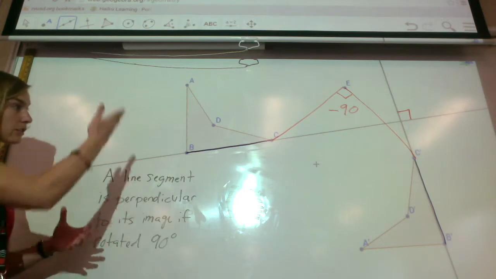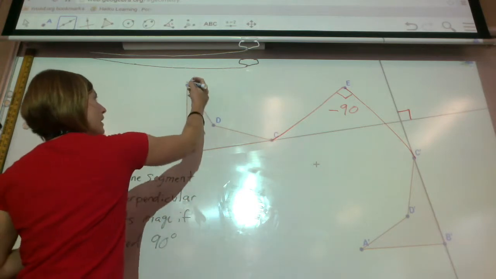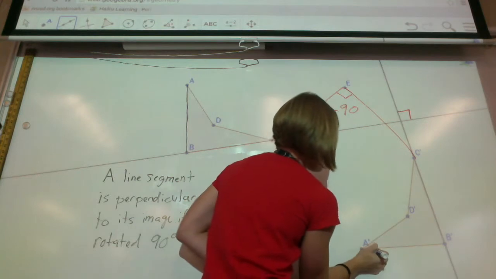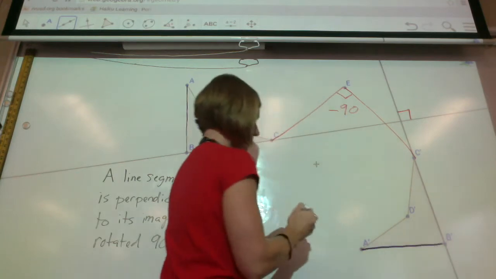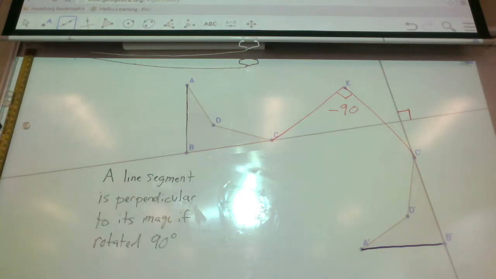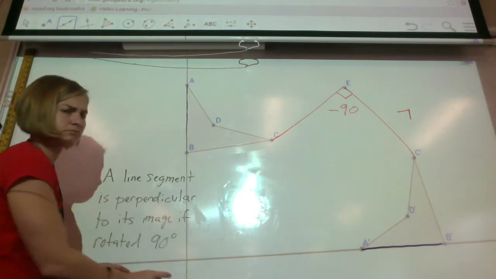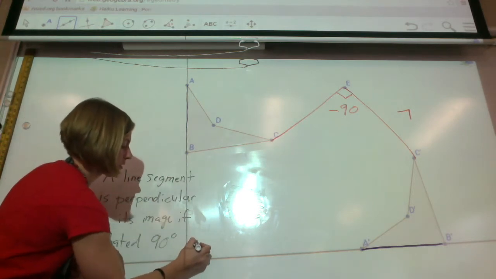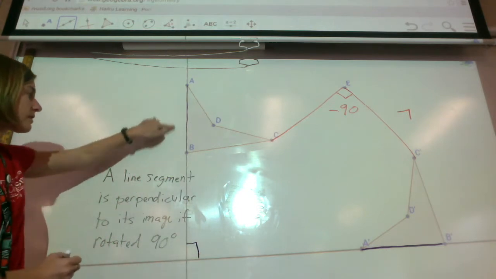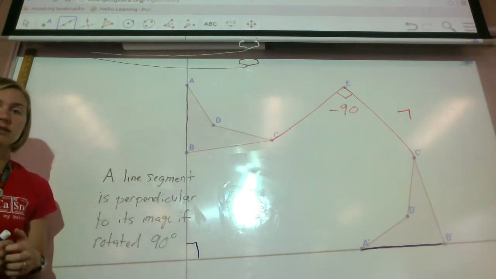So let's look at another line and see if that holds up. We're now going to look at AB and A prime, B prime. And let's see if those ones are also perpendicular. So let me take off the old lines. And do those look like they're perpendicular? Yeah, those look pretty perpendicular. That looks like a right angle right there. So yep, this holds up. A line segment is perpendicular. So this line segment is going to be perpendicular to its image if rotated 90 degrees.